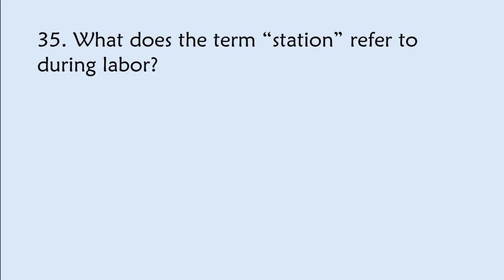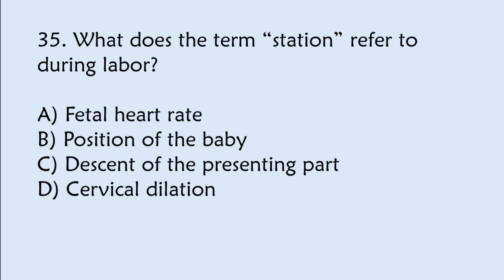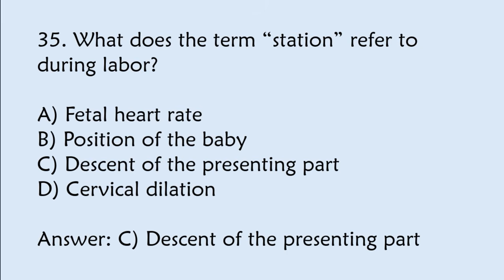What does the term station refer to during labor? Fetal heart rate, position of the baby, descent of the presenting part, cervical dilation. Correct answer is option C, descent of the presenting part.